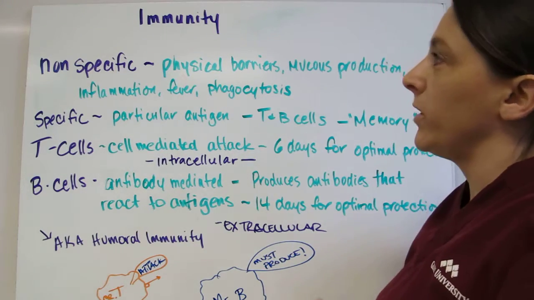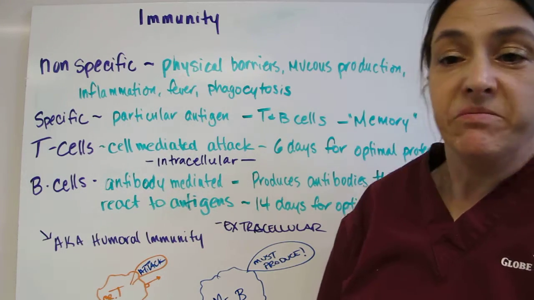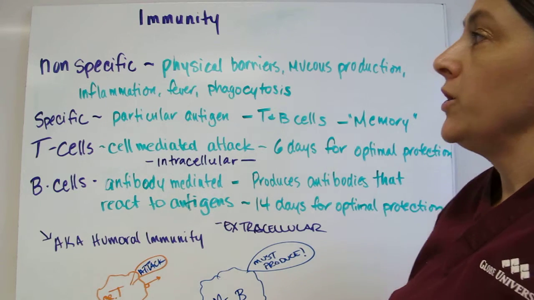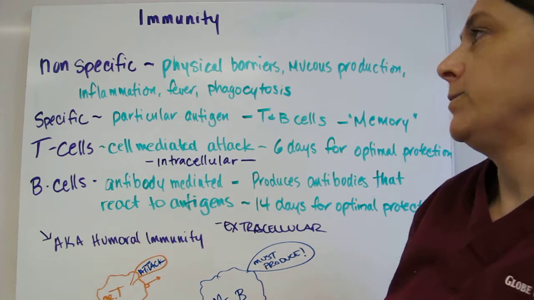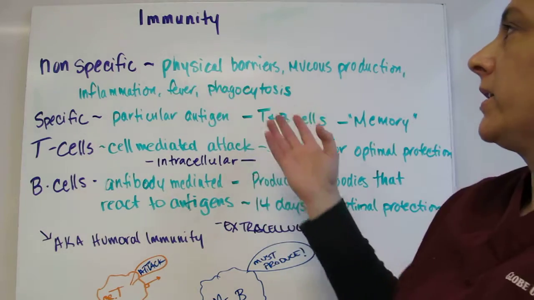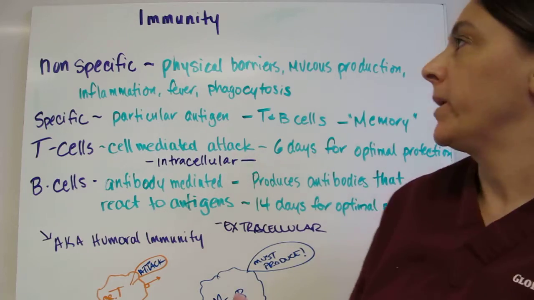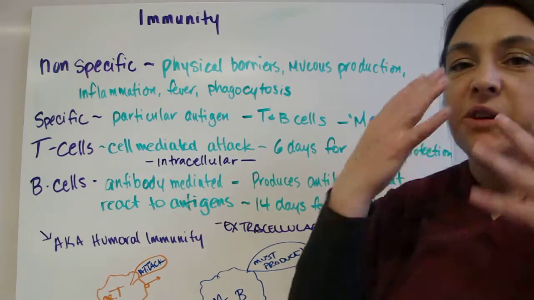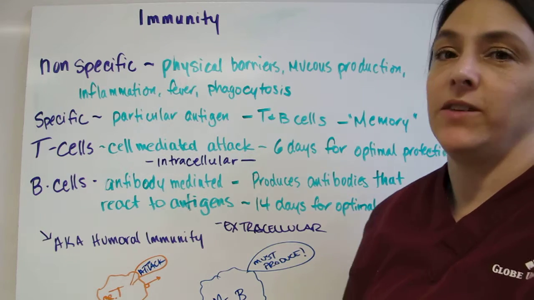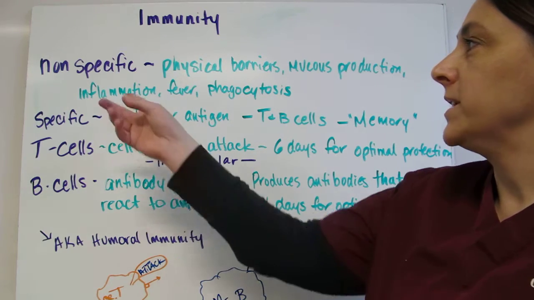Okay, we're going to talk about immunity. So basically, everyone has immunity, and we acquire immunity through different ways. So we have immunity that is nonspecific, and nonspecific immunity is physical barriers. So your skin is a physical barrier. Mucus production, the goop that's in your nose, that is also a nonspecific type of immunity, as well as inflammation.